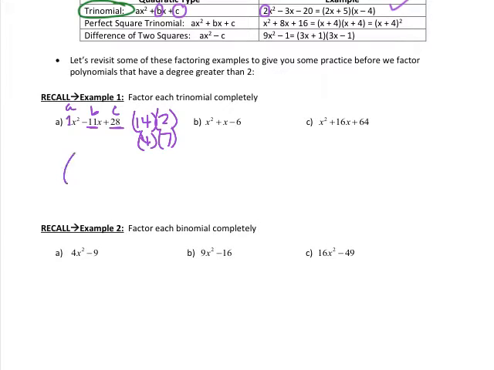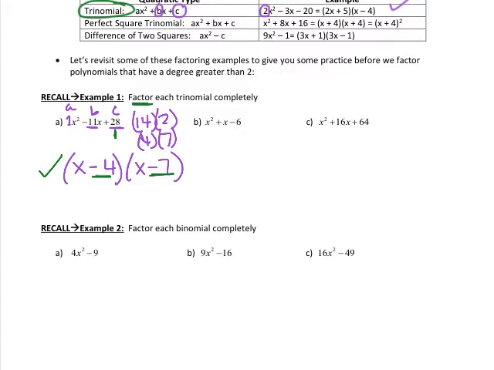Well, it seems to me like that's going to be negative 4 and negative 7. Okay, when we multiply negative 4 and negative 7, that equals positive 28. But if we add negative 4 and negative 7, then that means that we have negative 11. So there's our answer. All we're asked to do is factor. We're not solving here, so we don't have to set those equal to 0.